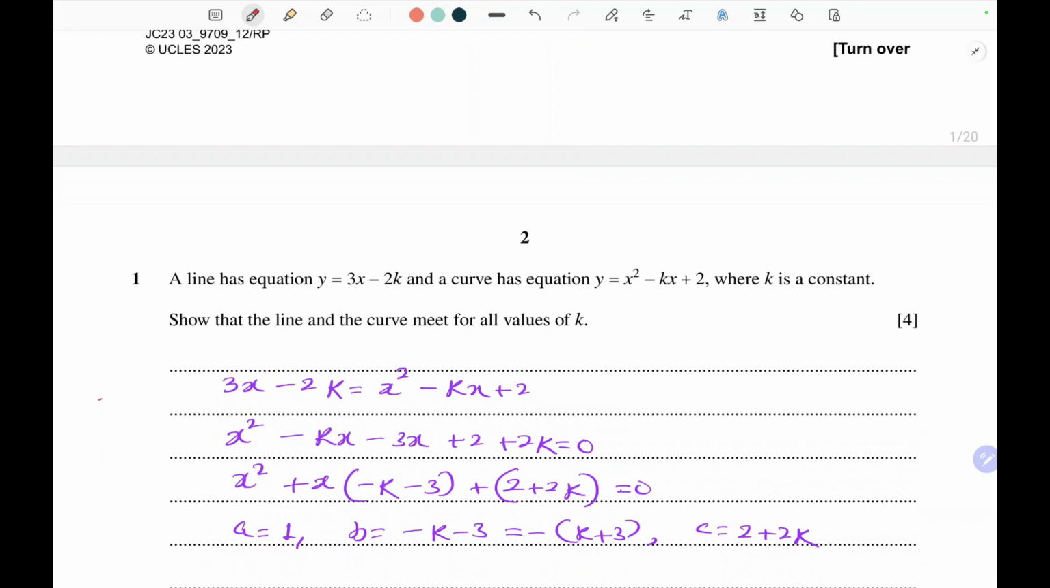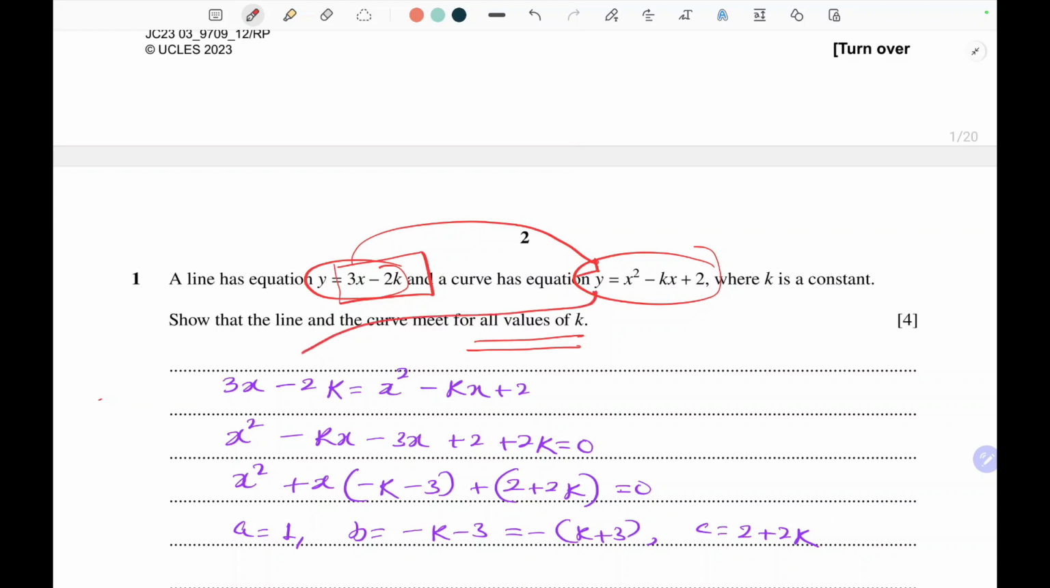A line has an equation and the curve. Show that the line and curve meet for all values of k. So we just need to solve these two equations. Just put y over here. Instead of this y, we have to use 3x minus 2k. So this y is 3x minus 2k, and this is x squared minus kx plus 2.